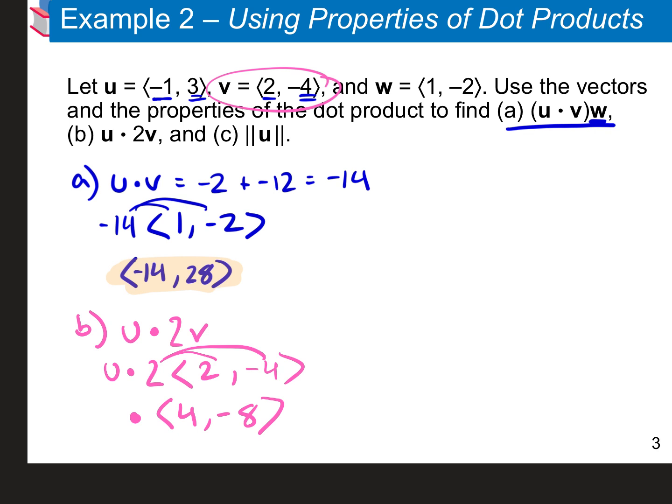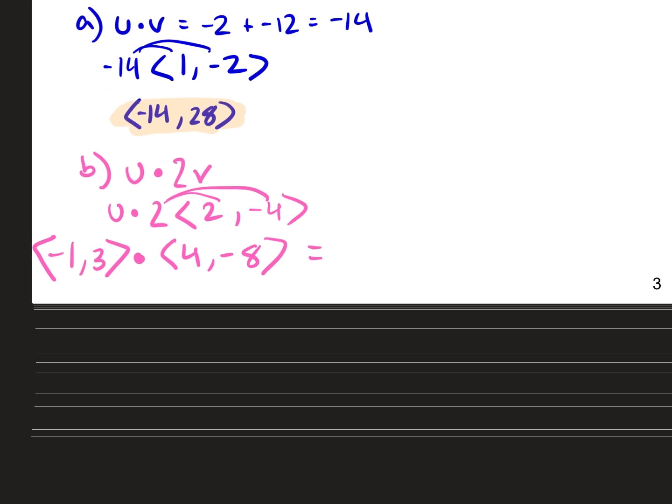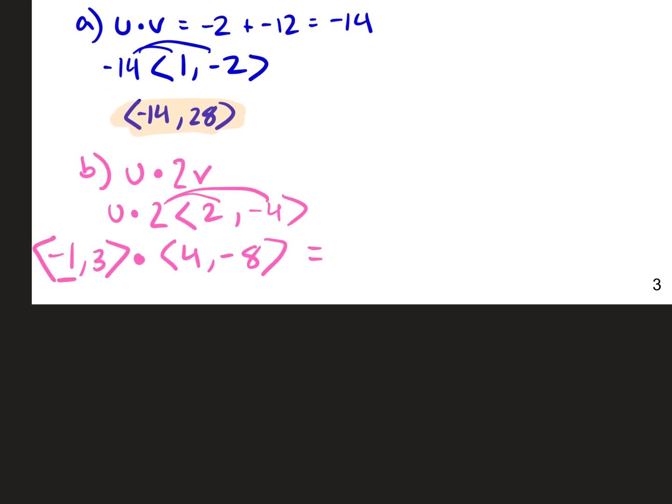And then I have to take the dot product with u. So negative 1, 3. How do I take the dot product here? First times the first. What would come next? Plus the last times the last. So negative 24. So what's negative 4 plus negative 24? Negative 28, and that would be our answer.